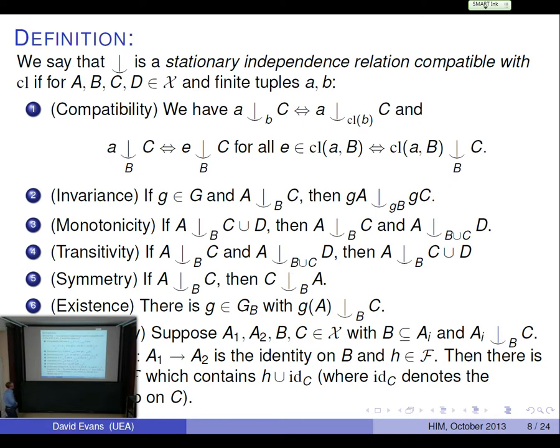Using an automorphism which fixes B. So then it becomes something like Neumann's, sometimes called. Okay, and then stationarity is the key property here. This is the hard one to obtain.